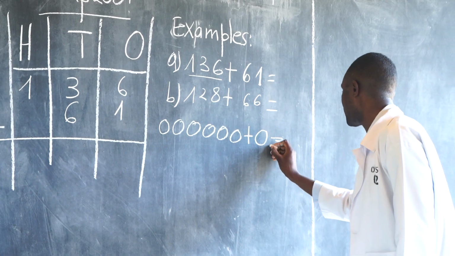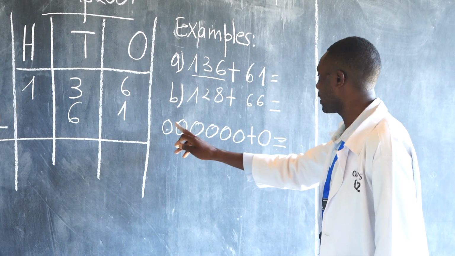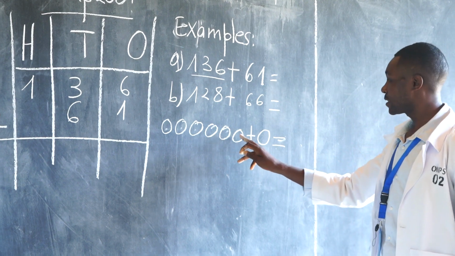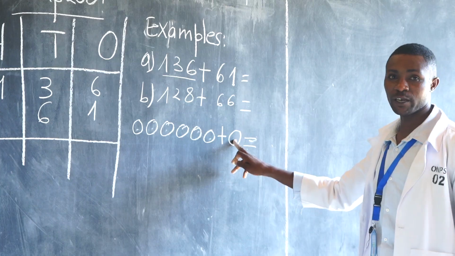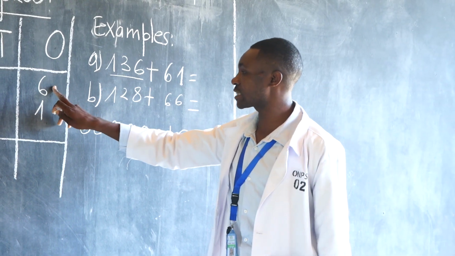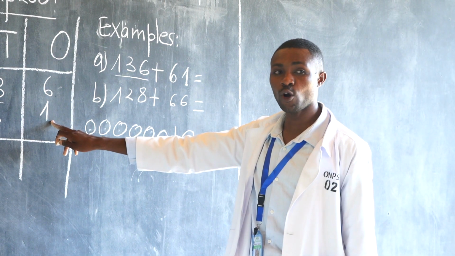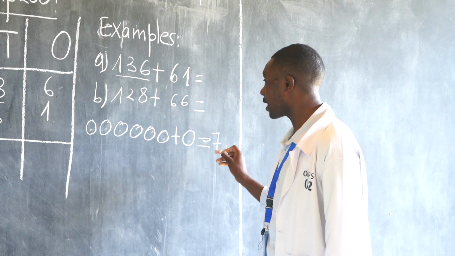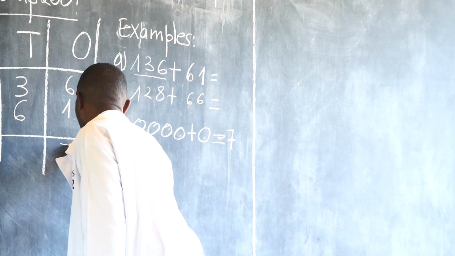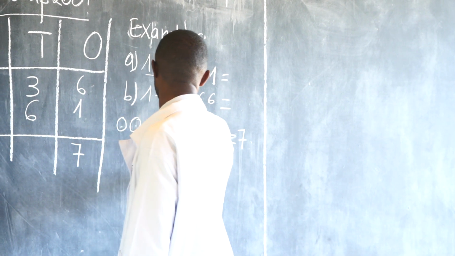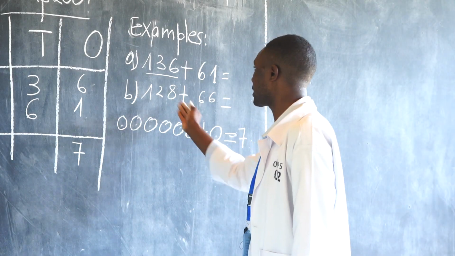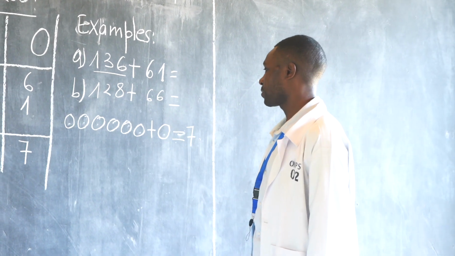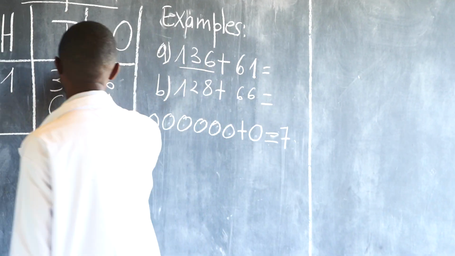Now the answer of here is 1, 2, 3, 4, 5, 6, 7. Now we have seen that 6 plus 1 equals 7. You have to write it here. After writing it here, you have to put it here because this 6 is already represent ones. Have you seen? Good. Now let us continue with tens.